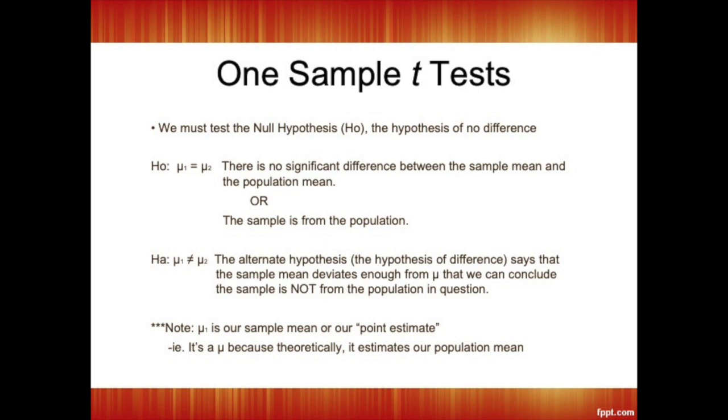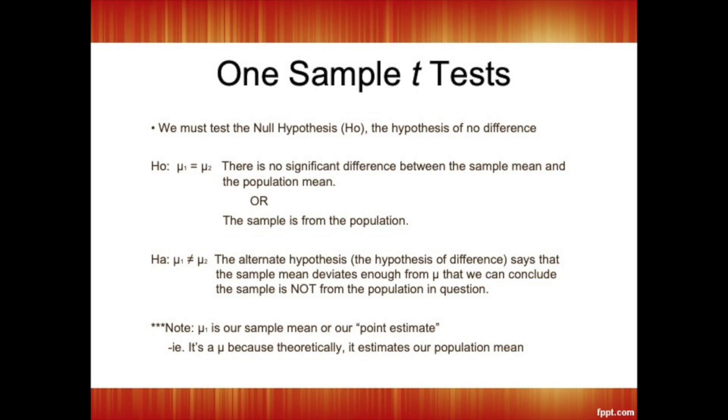Now our actual hypothesis is called the alternate hypothesis, and it's symbolized by HA, or some people symbolize it with H1 as the subscript. And here you can see that symbolically it's saying the mu for group 1 is not going to be equal to the mu for group 2. And just as a side note, the mu1 is our sample mean, or our point estimate. And it's written there as a mu symbolically because theoretically it's an estimate of our population mean, so it's represented as a population parameter symbol, a Greek symbol.